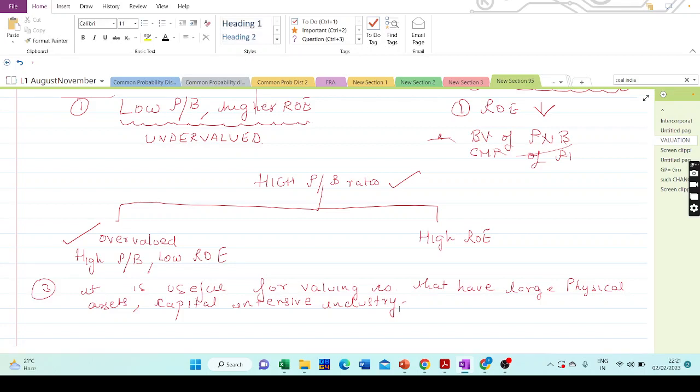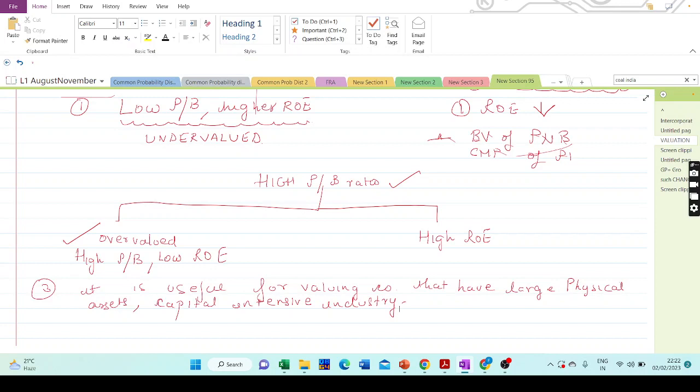And guys, price to book value is best for valuing banking companies, right? It's best for valuing banking companies because banks have financial assets on their balance sheets, and it's very easy to assess the value of these financial assets, right? So please note this down as well. Price to book value is more appropriate for valuing banking stocks, and it's useful for valuing capital intensive industries with a lot of plant and machinery, property, building, land, etc.